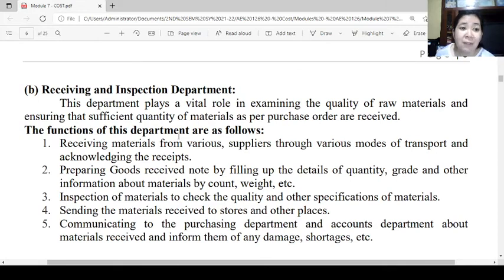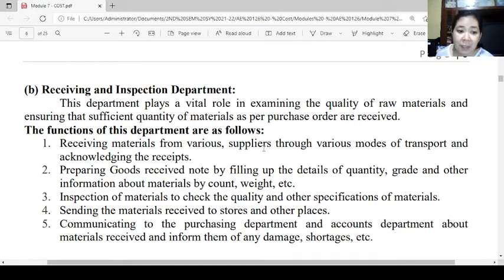What about the receiving and inspection department? This department will examine the quality of raw materials and ensure that sufficient quantity of materials as per purchase order are received from the supplier. The functions are, number 1, they will receive the materials from different suppliers through different modes of transport, and acknowledge the receipt of the ordered items. Second, they will prepare the goods received note by filling up the details of quantity, grade, and other information about the materials by count, weight, and others.